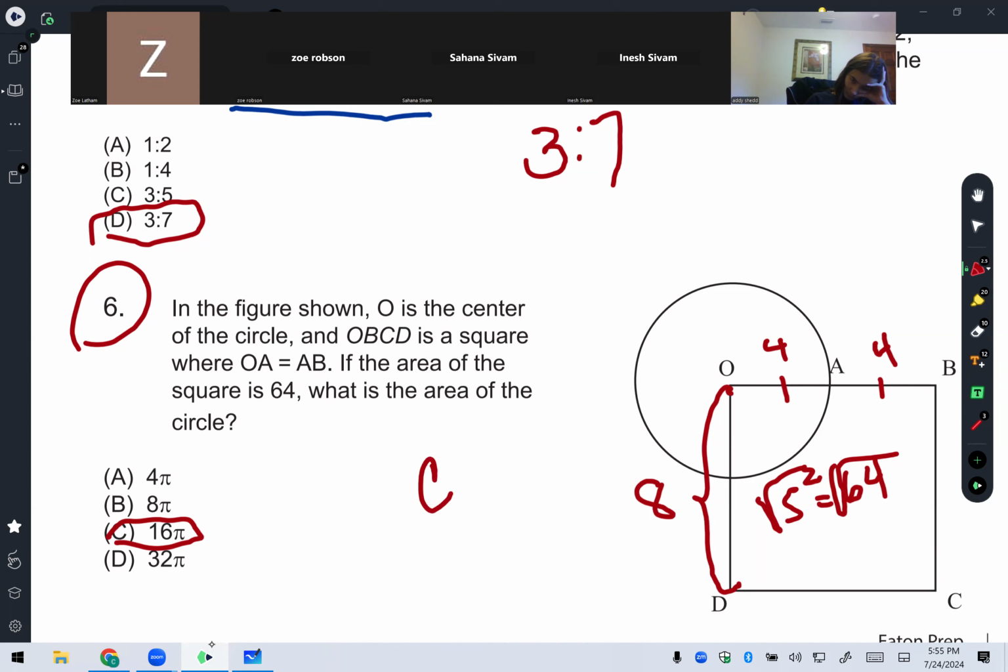So did everybody get C? Inesh, did you get C? Yeah. Sehana, yeah. Zoe Robson, yeah. And Zoe Latham, yeah. And Addie. This is such a smart group.